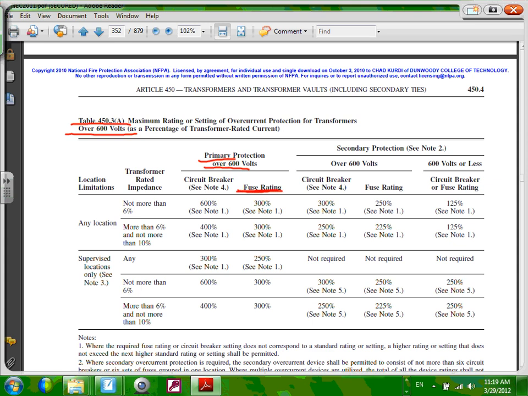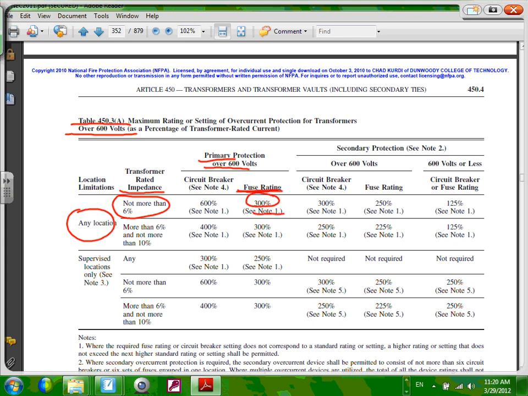Your default is going to be any location. My default is any location here, unless I know otherwise, supervised and so forth. And do I have not more than so fuses any location, right? Not more than 6. What was the impedance of this system? 6. So am I under not more than 6? I'm here in this location, and I'm also here because of the impedance. Can you guys see the impedance is 6, not more than 6? So what's my default? 300.